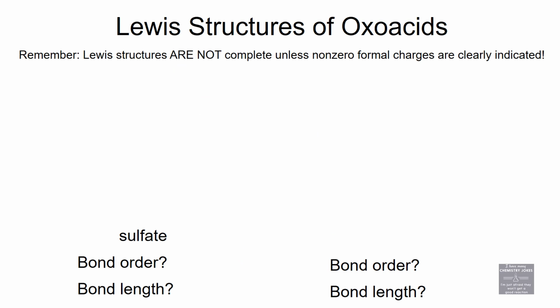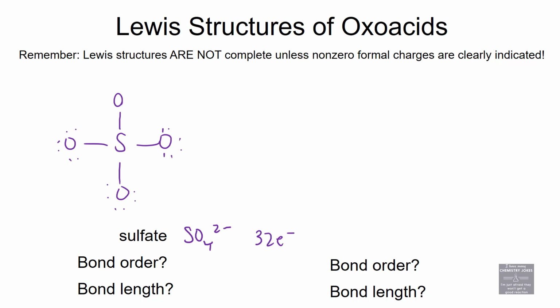So what do the Lewis structures of these things look like? Sulfate, that's SO4 2 minus. SO4 2 minus is 32 electrons. We've drawn the SO4 2 minus Lewis structure before. If I drew it like this with all single bonds, 2, 4, 6, 8, 10, 12, 14, 16, 18, 20, 22, 24, 26, 28, 30, 32. Makes it look perfect. But remember, Lewis structures are not complete unless non-zero formal charges are clearly indicated.